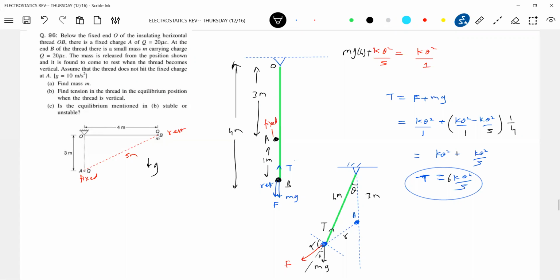Okay, we'll do one thing. I'll release it. If I release it, mg sin theta and F cos alpha will decide the acceleration. So the mg sin theta will keep on decreasing. What will be the value of alpha?